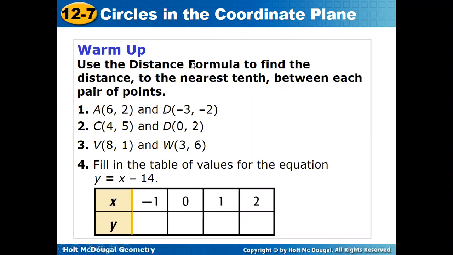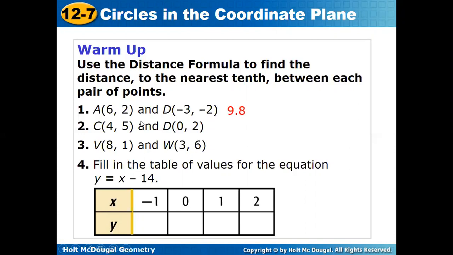Distance formula. We studied this in grade 8, okay? The distance formula, and also in grade 9, the distance formula between 2 points, is the square root of (x2 minus x1) all power 2 plus (y2 minus y1) all power 2. So if we consider the points 6 and 2, x1 and y1, and the second point, -3 and -2, if you substitute, you will find the result is 9.8.